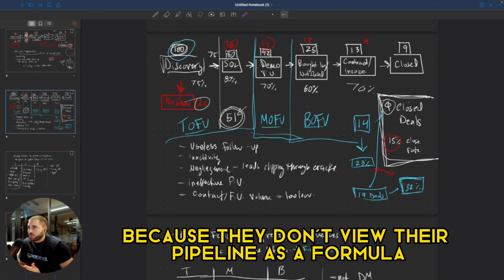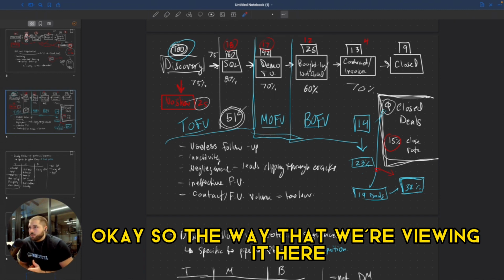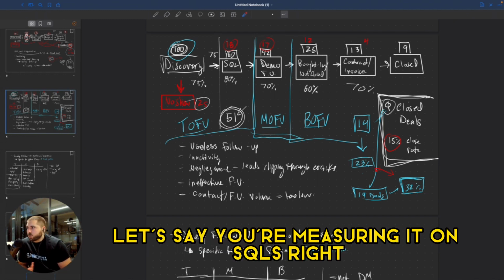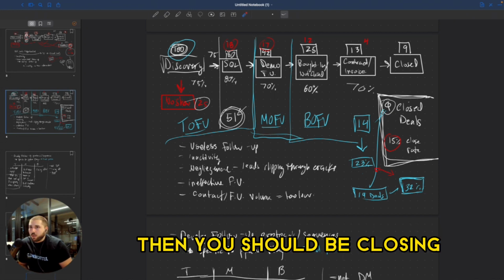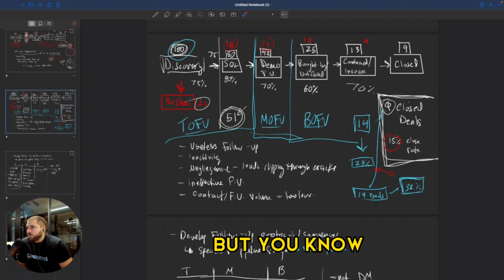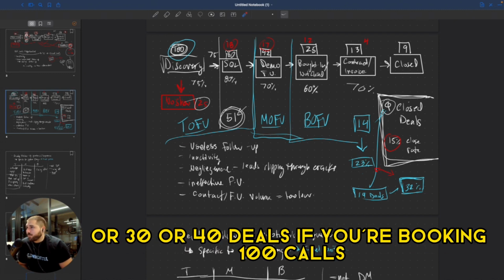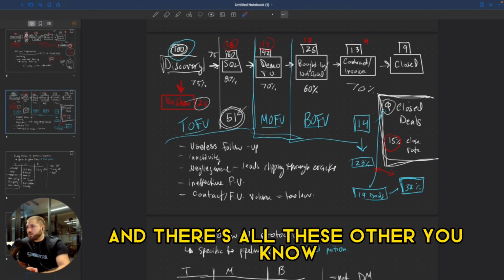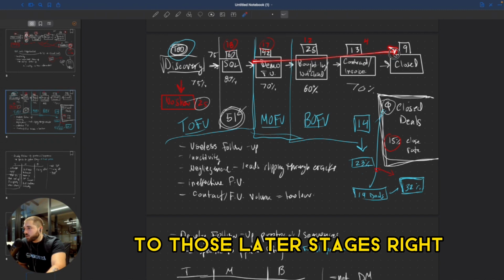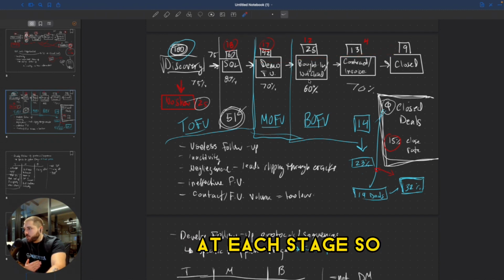It's not the case, because they don't view their pipeline as a formula. The way we're viewing it here, it's a conditional formula. Now, if your close rate is 25% on whatever you're measuring, let's say SQLs, then you should be closing about 15 deals out of this. But you're not going to close 25, 30, or 40 deals if you're booking 100 calls, because there's the no-show rate and all these other numbers we have to take into account to get to those later stages. And there's drop off at each stage.